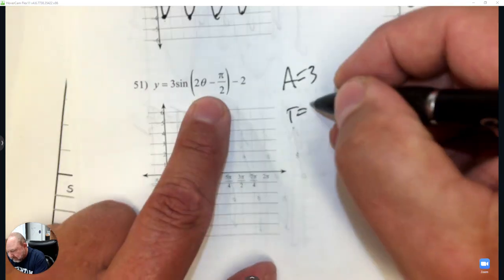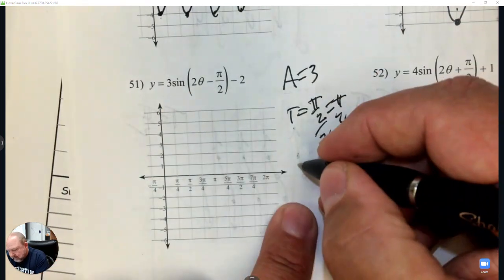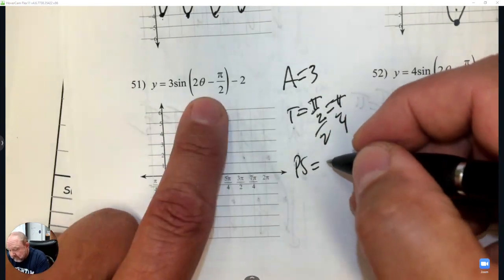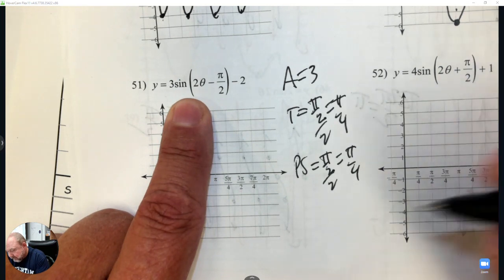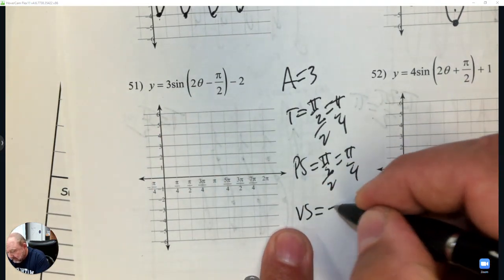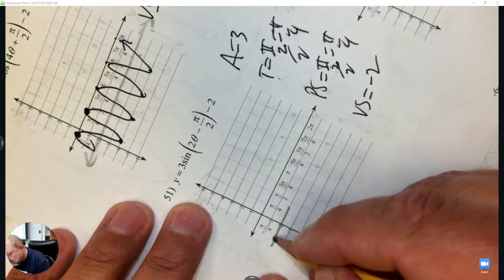All right, the amplitude is 3. The period is pi over 2 divided by 2, which is pi over 4. The phase shift is positive pi over 2 divided by 2, which is pi over 4. And then the vertical shift, the midline, again, is at negative 2, whatever that number is at the end. So again, at negative 2, I'm going to draw a pencil line across there.